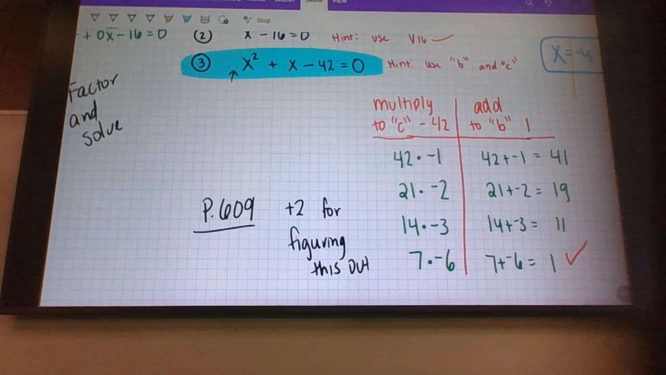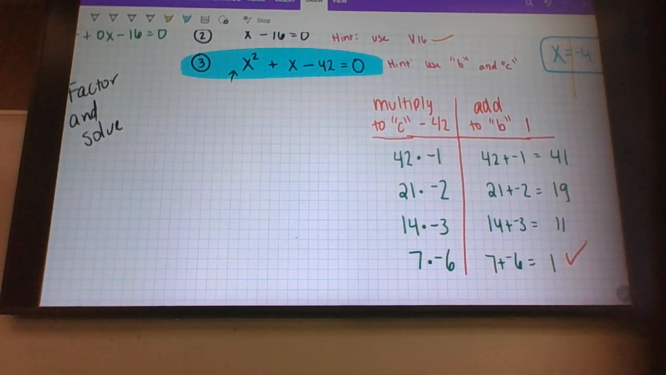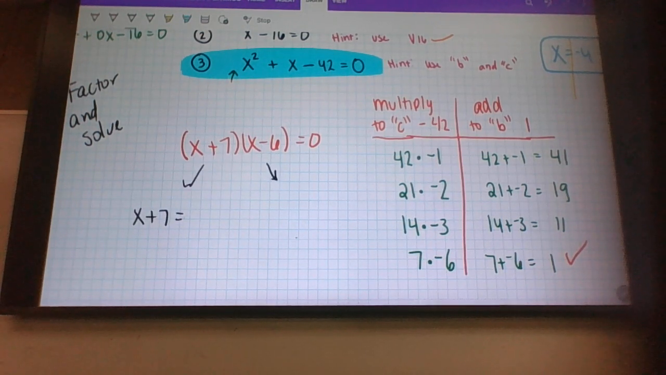And we were hoping to find two numbers that added to 1. And 7 and negative 6, they both multiply to negative 42 and they add to 1. So the way to rewrite this is x plus 7, x minus 6. So I'm going to make these equal 0.